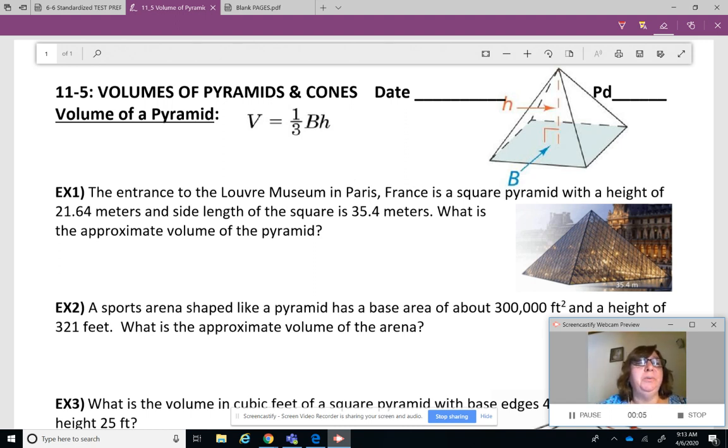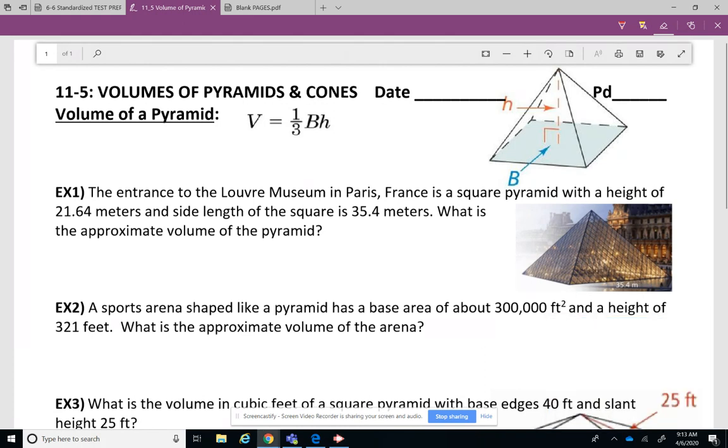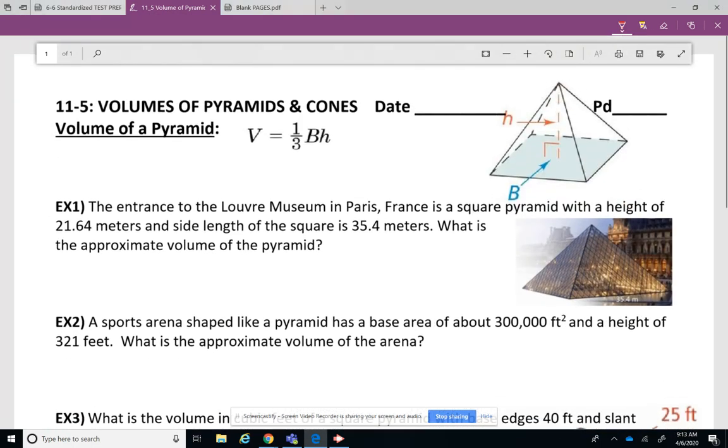Get ready to do 11.5 volumes of pyramids and cones. If you would go ahead and get out your notes if you made a copy of them, or just get out your spiral composition notebook. Whichever way you are doing it is sufficient for me. All right, so this is going to be a pretty straightforward lesson. We're going to do the volume of a pyramid and we're going to do the volume of a cone.